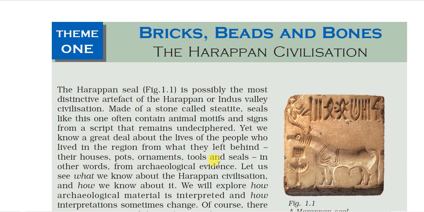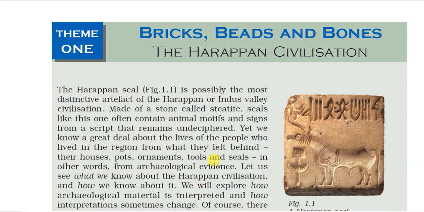Now, the chapter is named Bricks, Beads and Bones. These are the three different kinds of sources that are available to us for the Harappan civilization. We have the bricks, and I'll tell you how they were being made and what is the quality of the bricks used in Harappan civilization. The second is beads. Beads are related to craft production. There are a lot of activities done by the Harappan civilization in the area of craft production, and beads are one such example of that craft production.